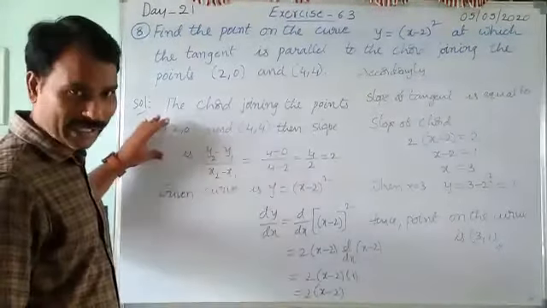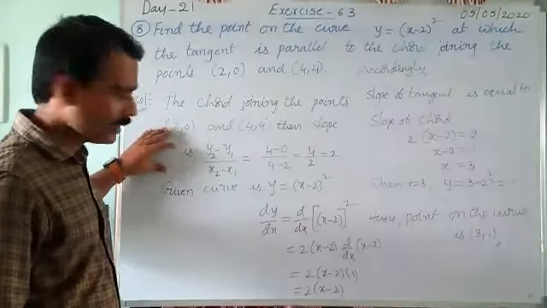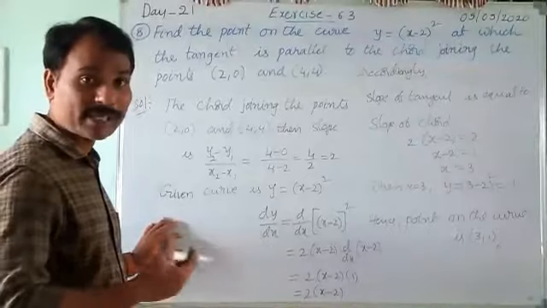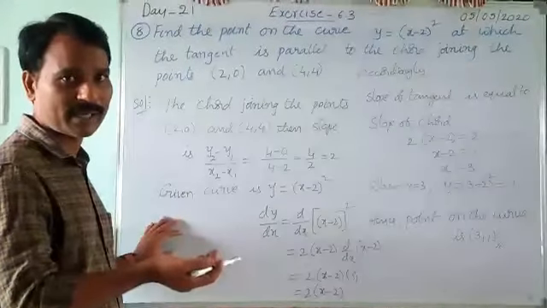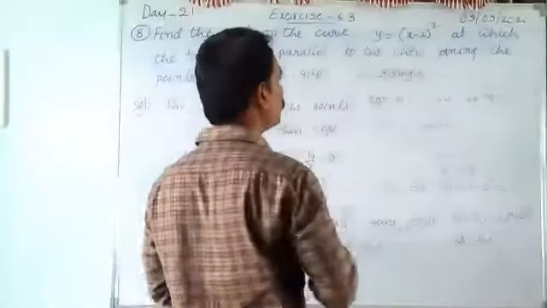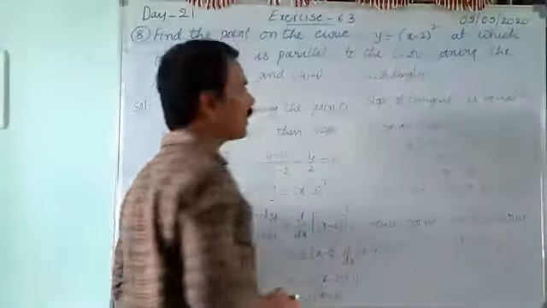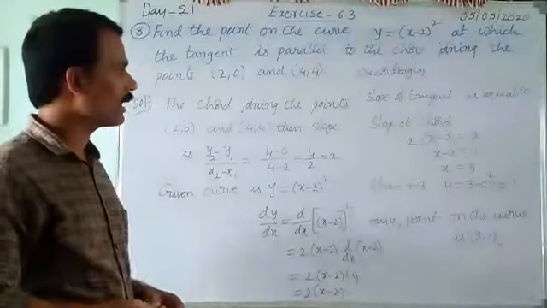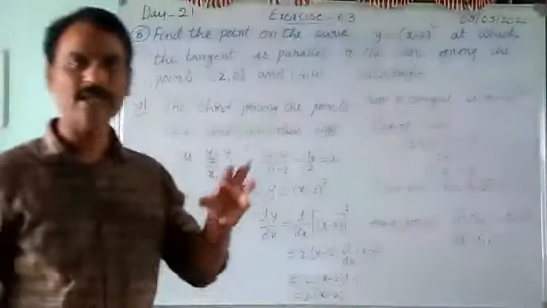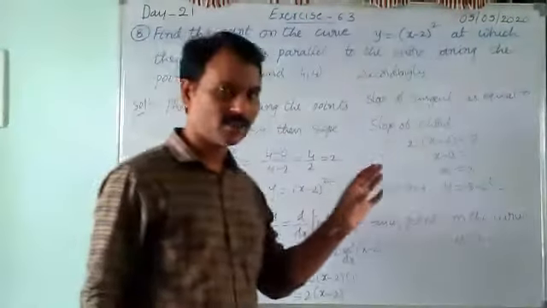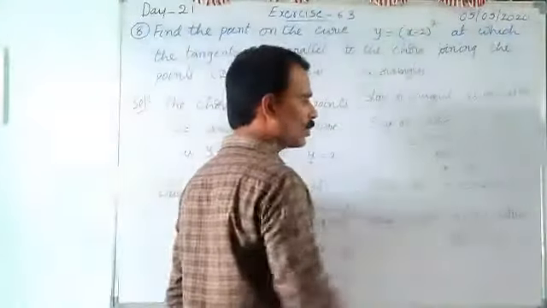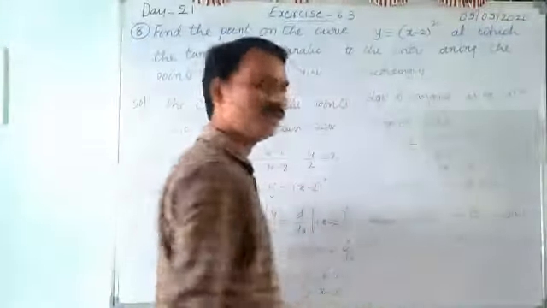What we did? We calculated the slope of the chord and we calculated the slope of the tangent. Accordingly means from the given data. From the given data, what he said, slope of tangent is equal to slope of chord. That is another meaning. Slope of tangent is equal to slope of chord. 2 into (x minus 2) is equal to 2. By canceling the 2, x minus 2 is equal to 1. x is equal to 3.